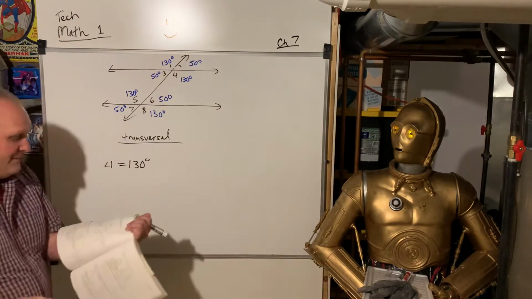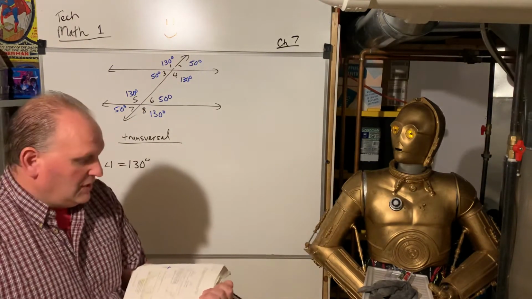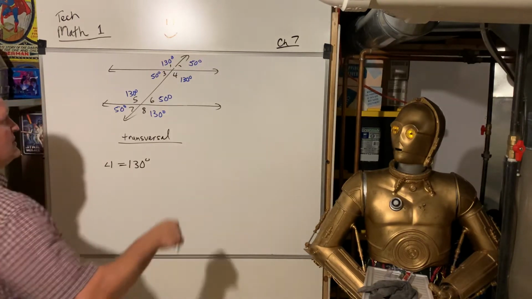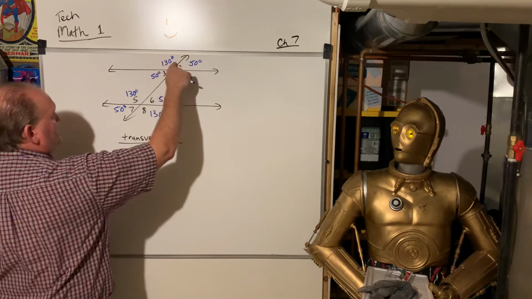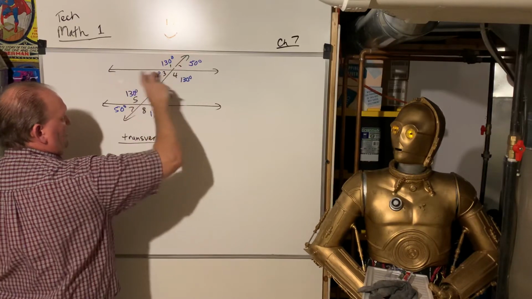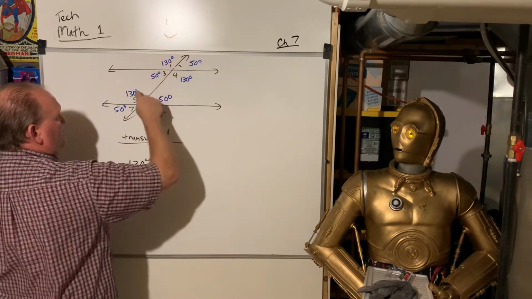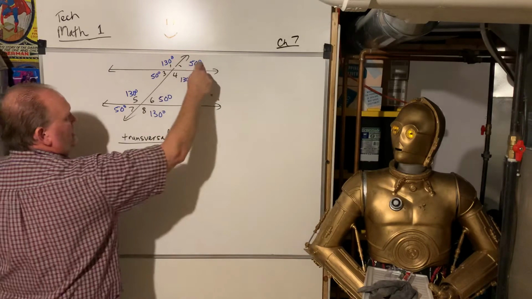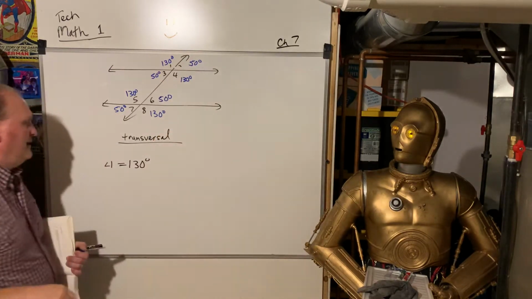And then the outside ones are called corresponding angles. A corresponding angle always has an exterior, because it's outside of the parallel lines, and an interior. So 130, 130, 50, 50, 50, 50, 130, 130. All right.